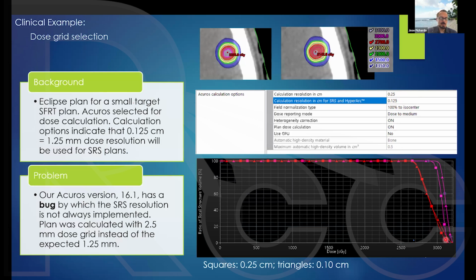Not as much with the PTV, but definitely with your GTV, right? So these are things that you don't think about, but sometimes are very, very important. So always check your dose grid. Always check that the correct dose grid was used, and also always check that the correct algorithm was used.